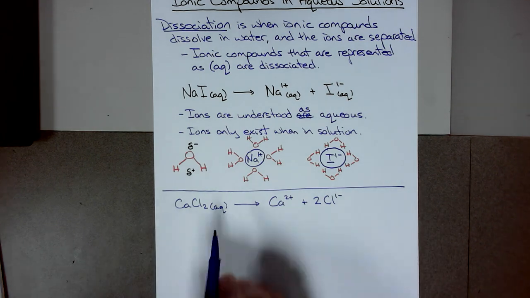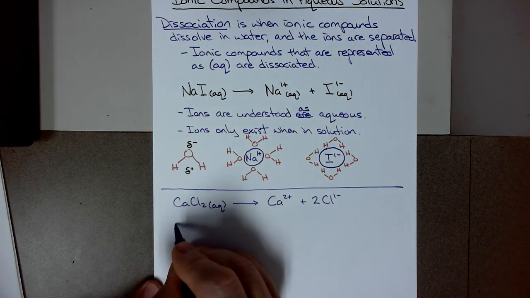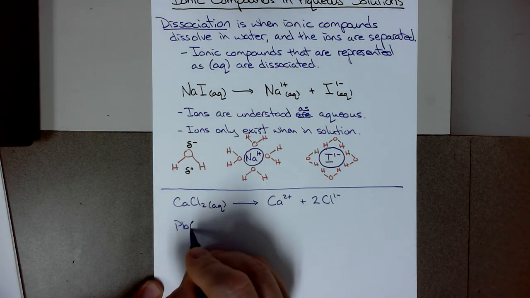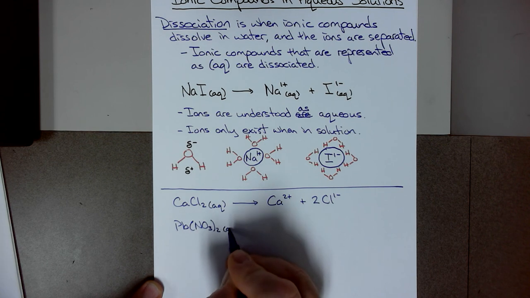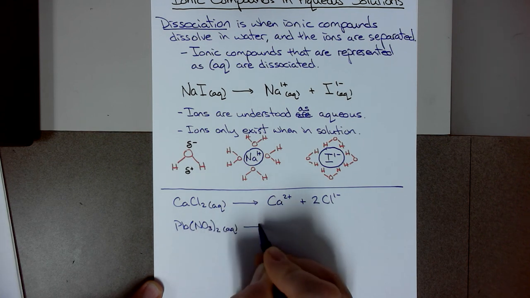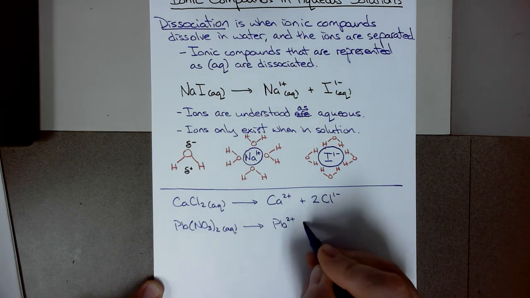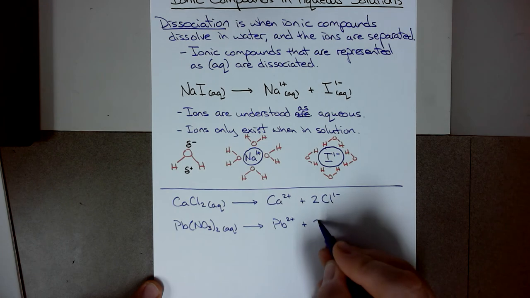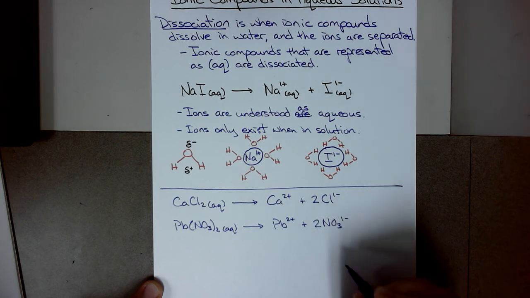So whenever I see this aqueous, this is what I'm thinking. Or when I see something like this, Pb(NO3)2, lead(II) nitrate, and it says aqueous, immediately I'm thinking a lead 2+ ion plus 2 nitrate ions, 1- ions.